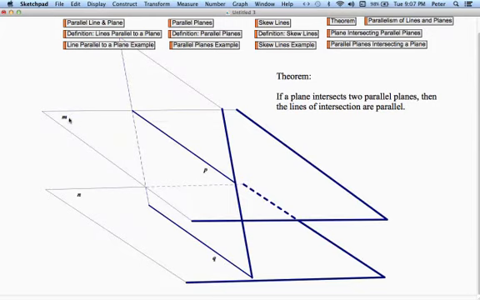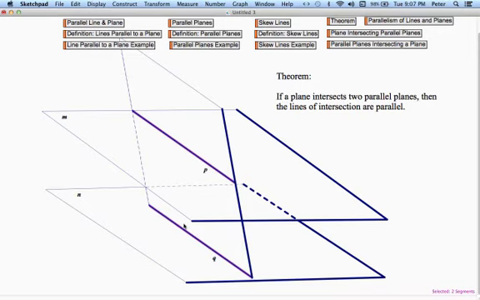In this drawing, plane M is above plane N, and there's another plane cutting down. On those, the line of intersection between the vertical plane and M is line P. And the line of intersection between the vertical plane and plane N is line Q. So, because M and N are parallel, P and Q, these two lines, will also be parallel.